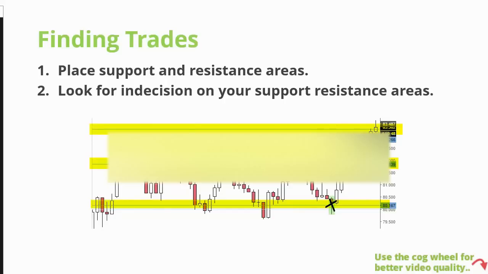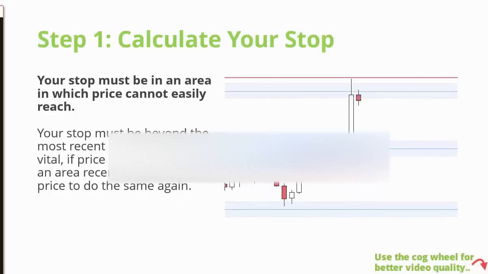Okay. Oh no, I have to. Why isn't the slide changing? Oh, there it goes. All right, so what's the next step?